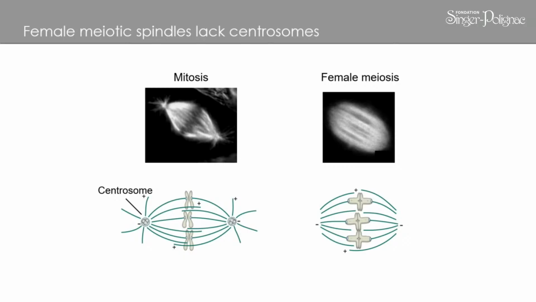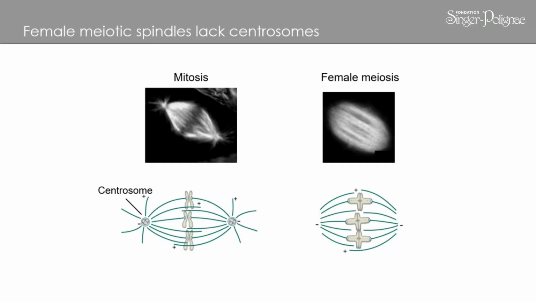Now, a key structure that is really important for ensuring that the egg has the correct number of chromosomes is the microtubule spindle. And in mitosis, the spindle is assembled by 2 centrosomes. They are located at the spindle poles, and they help to very rapidly make the spindle within just 30 minutes. In female meiosis, these centrosomes are absent, and the spindles have to assemble by other mechanisms. The spindles are barrel-shaped and quite distinct in morphology from mitotic spindles.